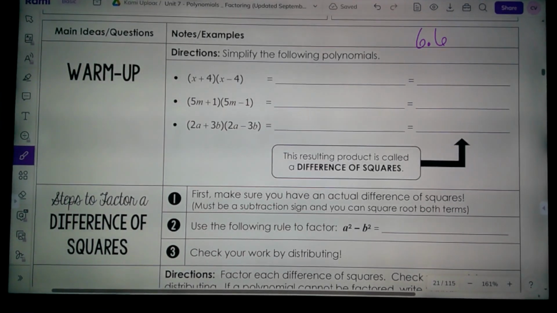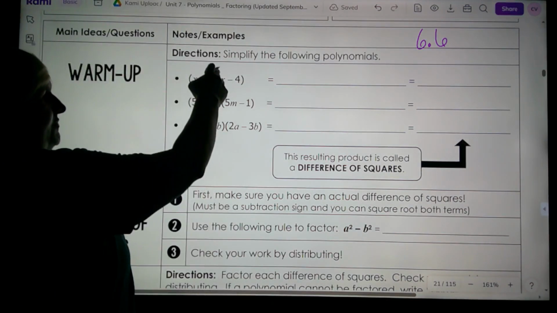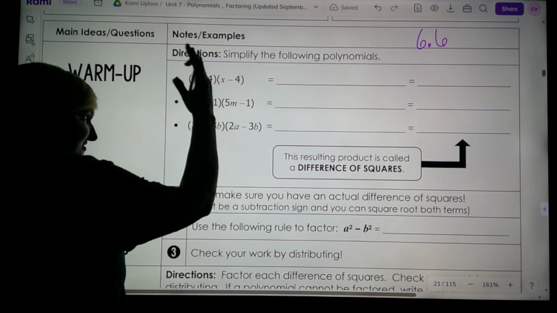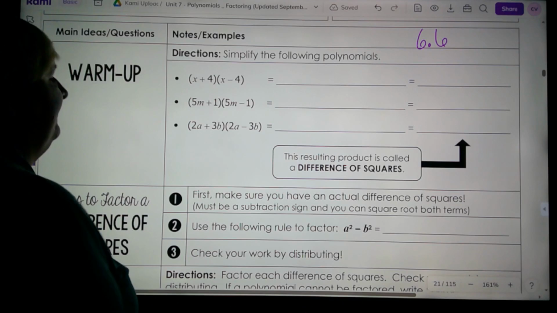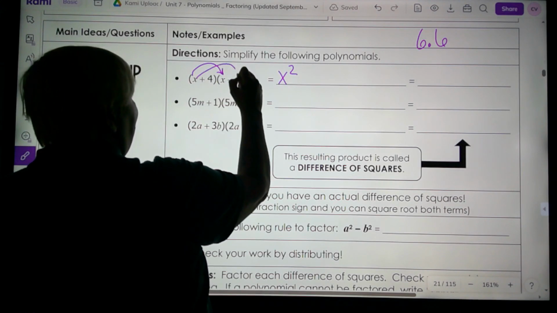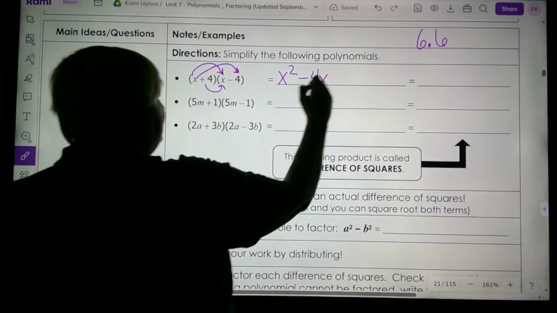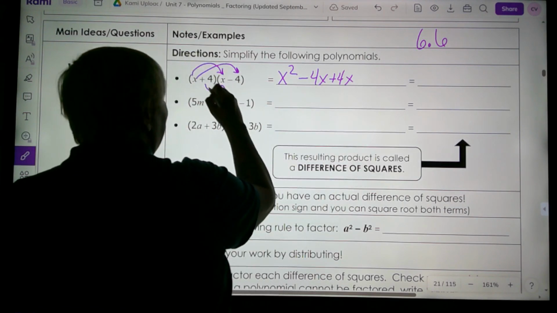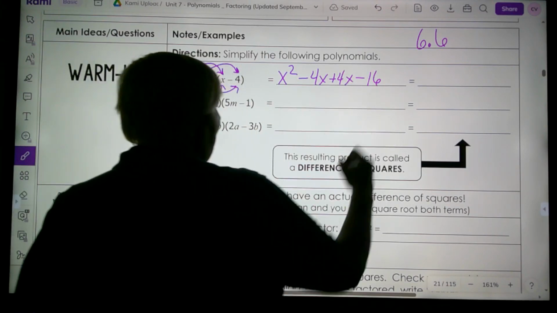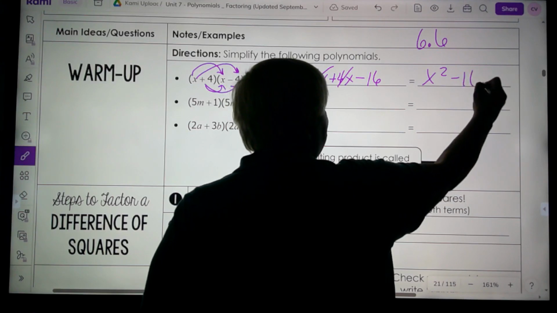All right, 6.6. One more for today. All right, so again, warm up. Simplify the polynomials by multiplying everything inside this by everything inside this, right? X times x is x squared. X times negative 4 is negative 4x. 4 times x is positive 4x. 4 times a negative 4 is negative 16. Combine your like terms. These cancel. You're left with x squared minus 16.